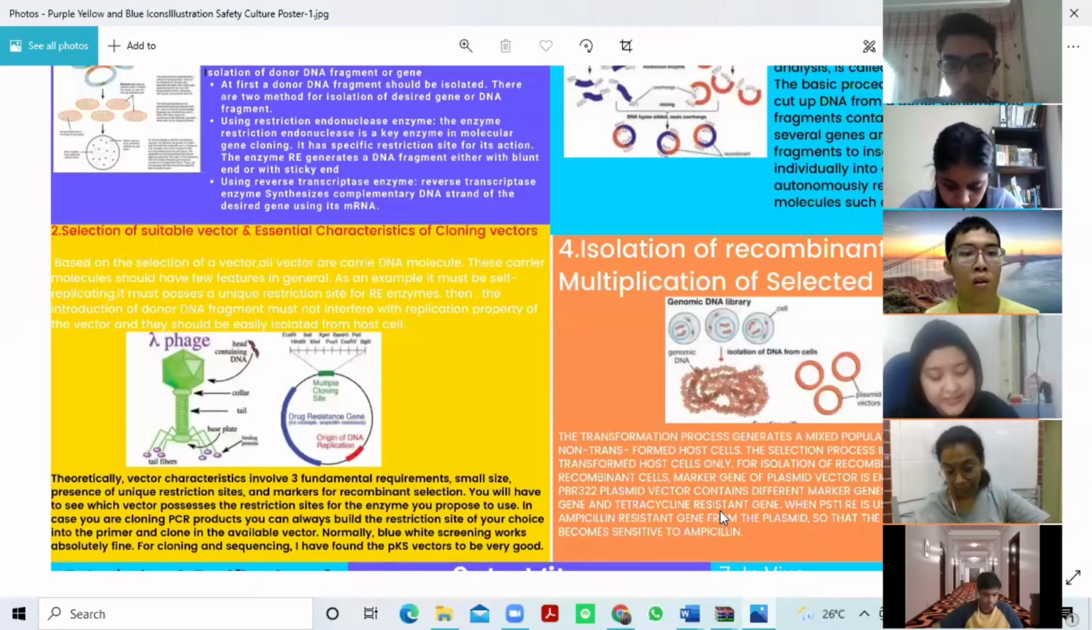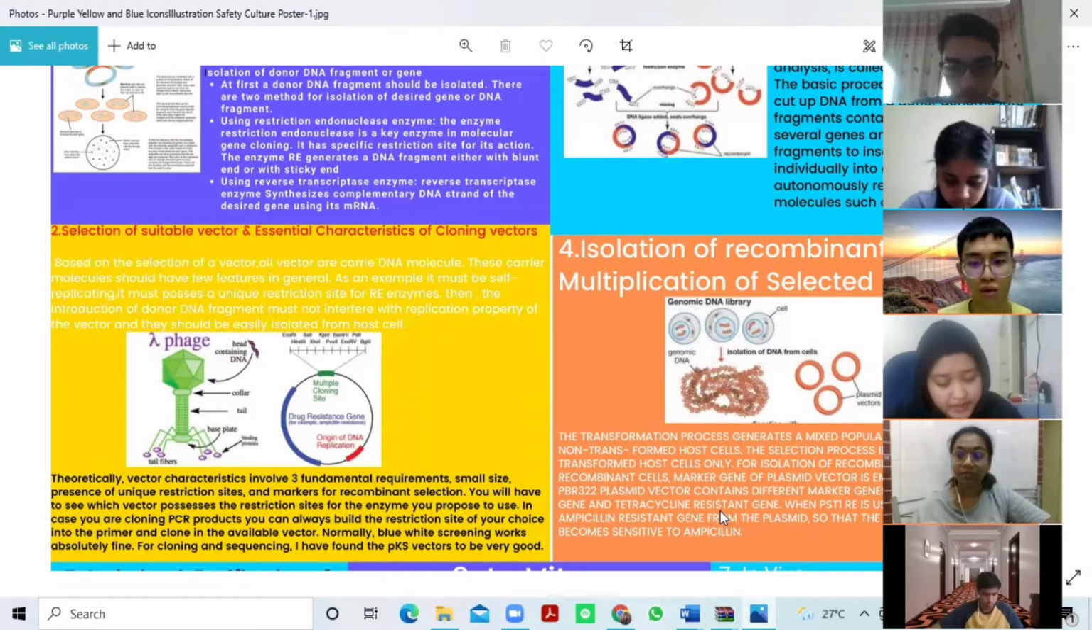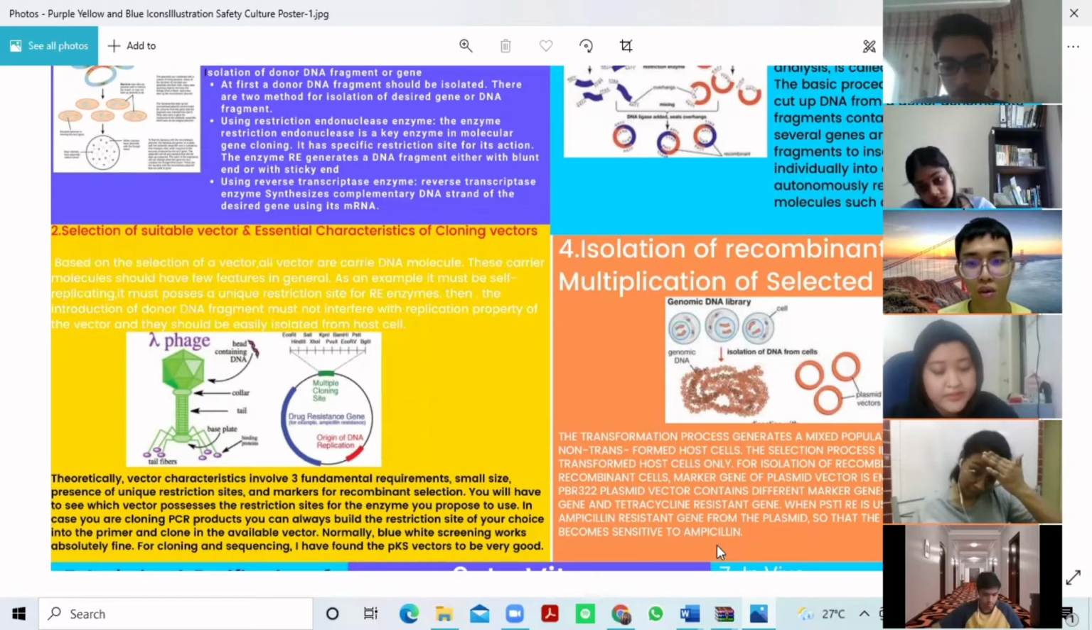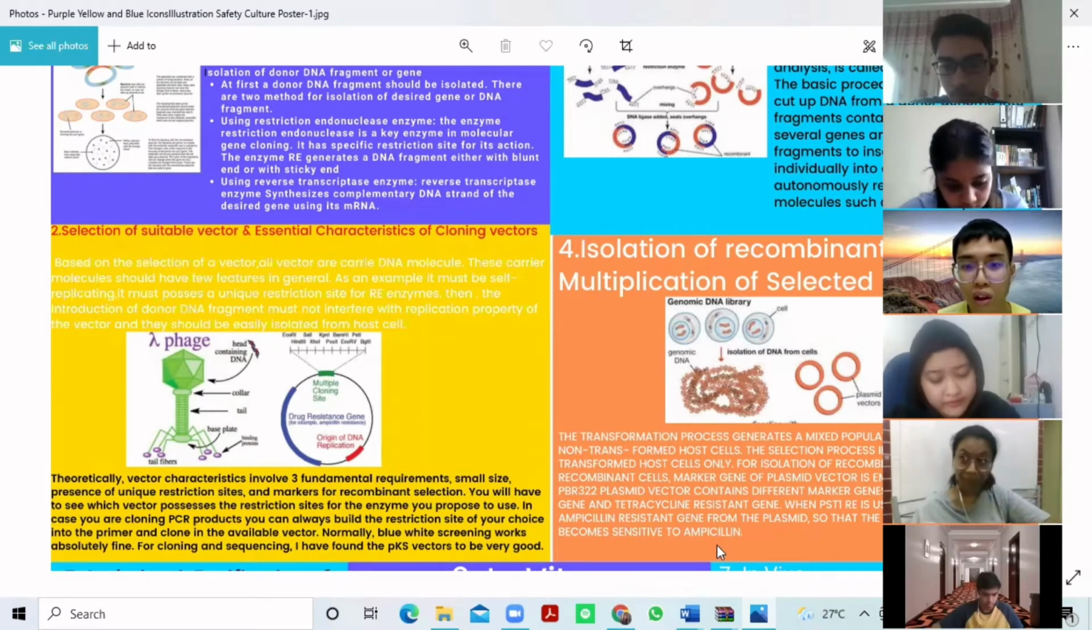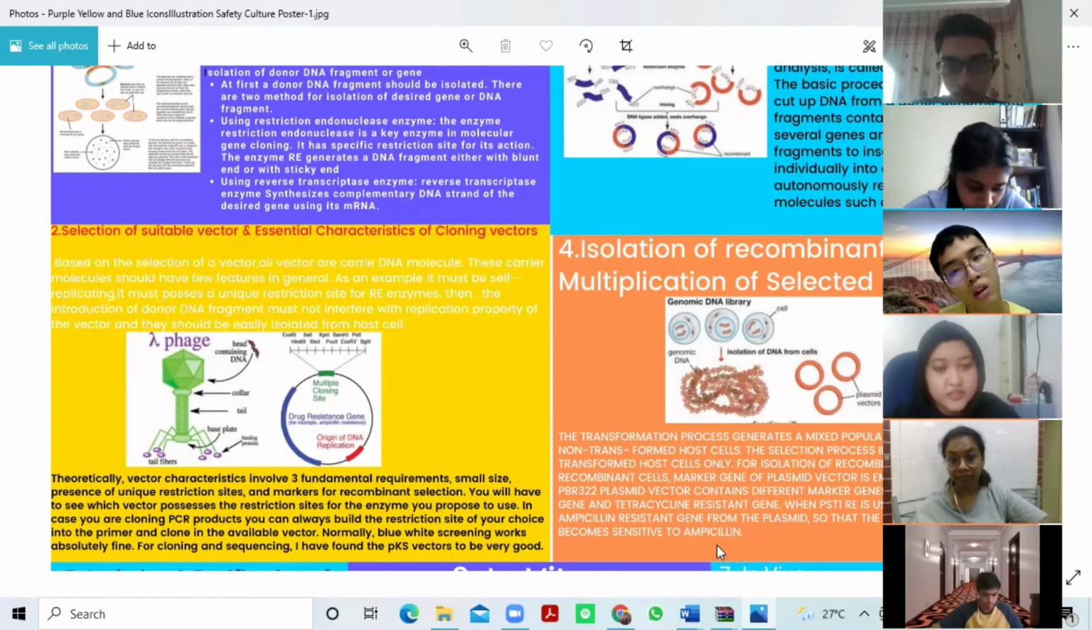So in case you are cloning PCR product, you can always build the restriction site of your choice into the primer and clone in the available vector. So normally, blue-white screening works absolutely fine for cloning, and for sequencing, I have found the pKS vector to be very good.